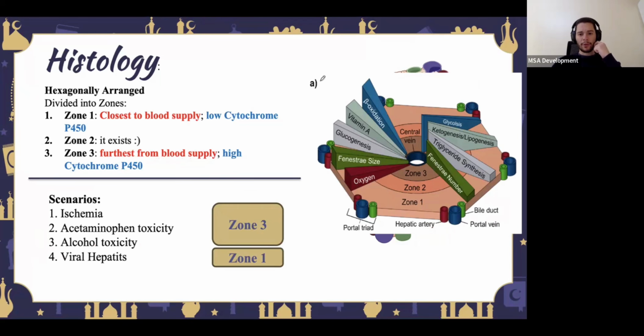Okay? Now, I saw this diagram in one of your biochemistry slides. All I need you to know is basically this point. Closest to the blood supply is zone 1, with the lowest cytochrome P450, and then the highest cytochrome P450 is at zone 3. You probably won't get asked about the rest, inshallah. Right.